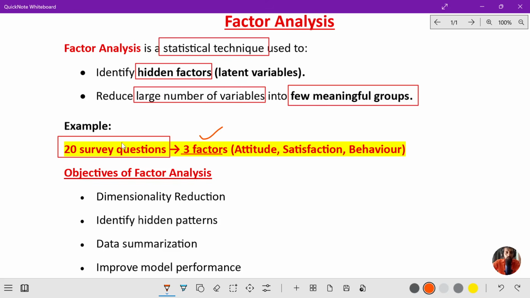But when I have 20 survey questions, if I divide them into 3 factors based on attitude, satisfaction and behavior, some of the questions will come to attitude, some to satisfaction, and some to behavior. So what is going to happen? We'll get a good idea, and the questions are very clear. This is how we identify the factors. So 20 survey questions will be divided into 3 factors based on attitude, satisfaction and behavior.